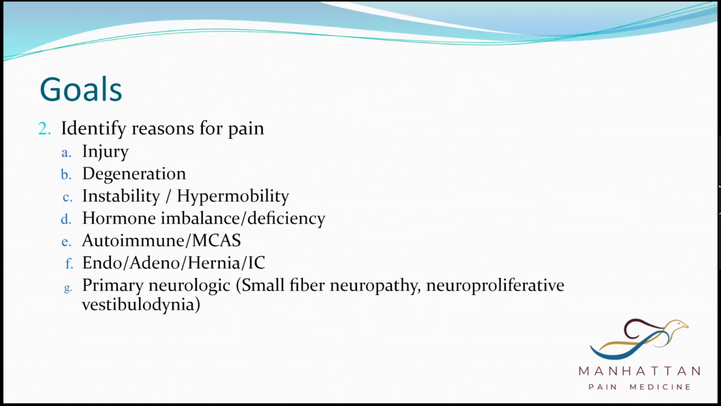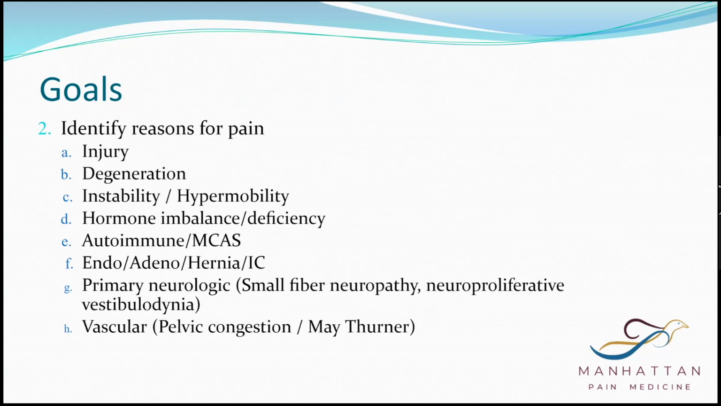Is it just hypermobility? Was there some specific injury? Is there degeneration because of the instability or from a trauma? Is there also some hormone imbalance or deficiency in play? Because, of course, people with hypermobility, it's not like hypermobility is the only problem on the list. They have every other problem that any other human can have, too. So we have to consider everything that's involved.